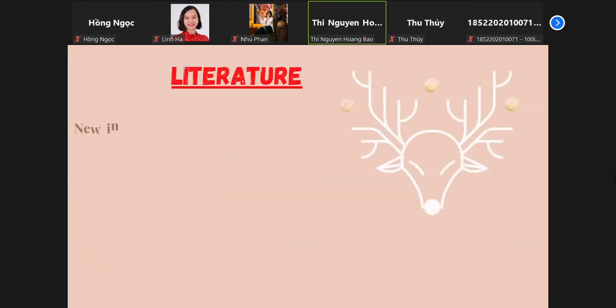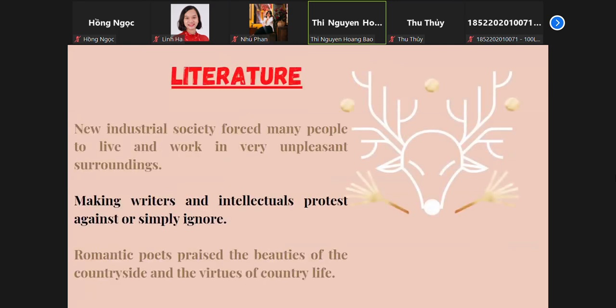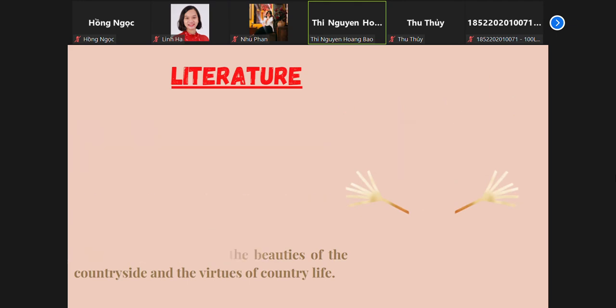Last but not least, we have British literature. The nature of the new industrial society forced many people to live and work in very unpleasant surroundings, making writers and intellectuals protest against it or simply ignore it. Besides that, Romantic poets praised the beauties of the countryside and the vital country life. That's all for our group presentation. Thank you all for listening.